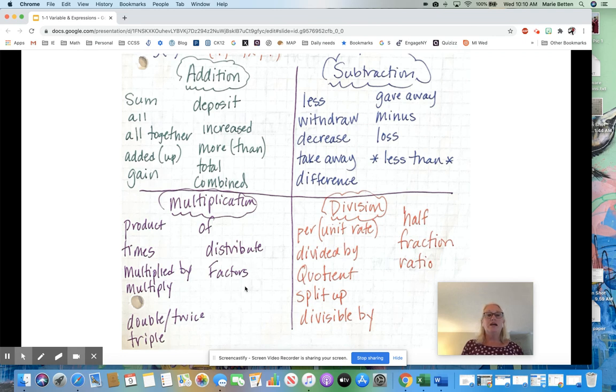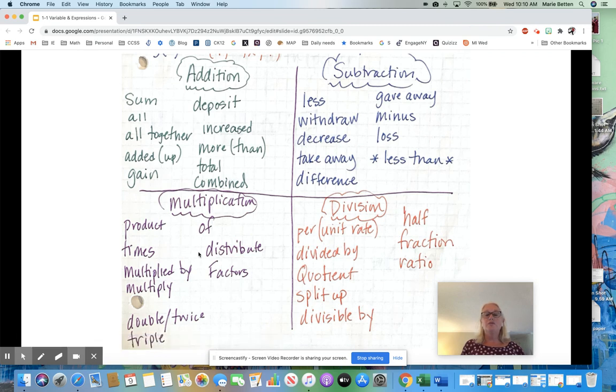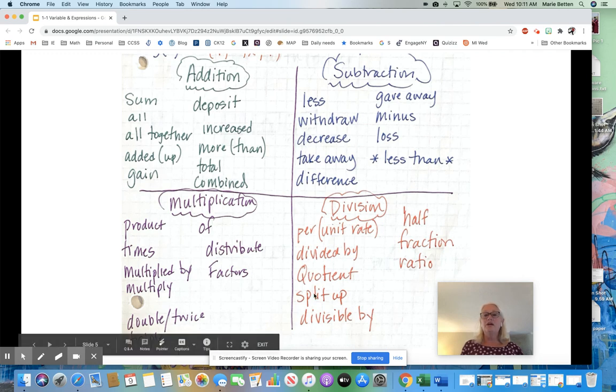For multiplication, I have product, the answer to a multiplication problem, times, multiplied by, multiply. If you double something, if you triple something, you take something twice. The word of means multiplication, distribute, factors. Division: per, we worked with unit rate last year, divided by, quotient, the answer to a division problem, split up, divisible by, half, or a fraction, and ratio.